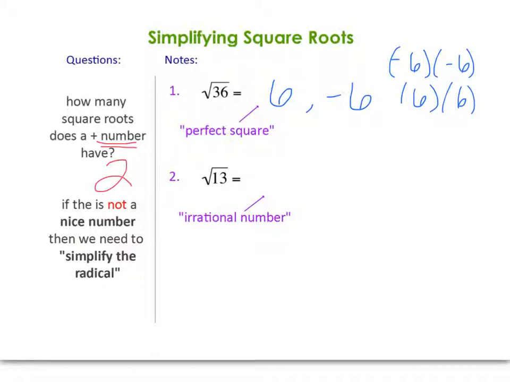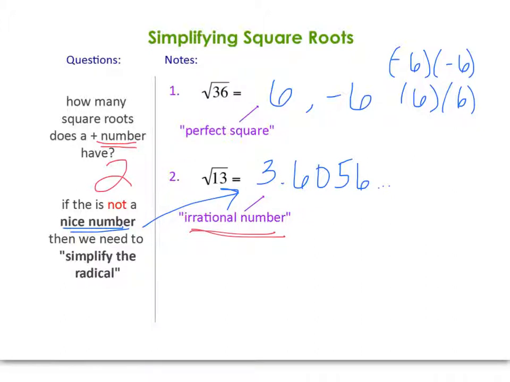Well, what if you type in your calculator the square root of 13? It gives you like 3.6056... Well, 13 is a prime number. So if it's not a nice number, whenever you do it in your calculator, if you get an irrational number in your calculator, we want to do something called simplifying the radical.